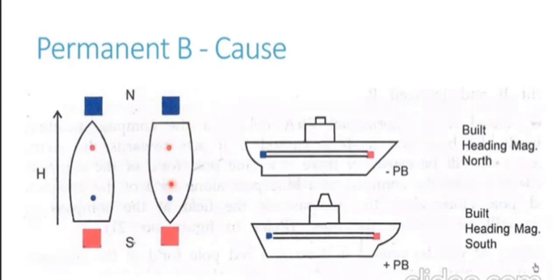Now, these poles which are generated are permanent poles. So, depending upon whether the ship was built on a northerly heading or a southerly heading, you will have a blue bow or a red bow. Now, when the ship has magnetism in this particular way, with a blue bow and a red stern, how does this magnetism affect our compass? If you look carefully, this is the permanent magnetism of the ship in the horizontal fore and aft direction. What causes permanent B? Let us see its effect on our magnetic compass.